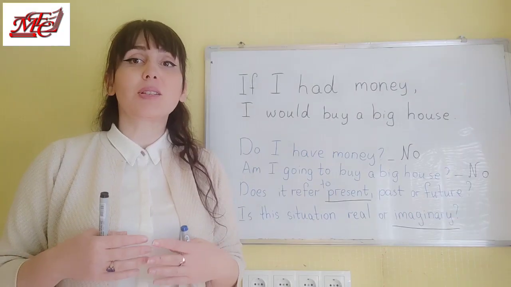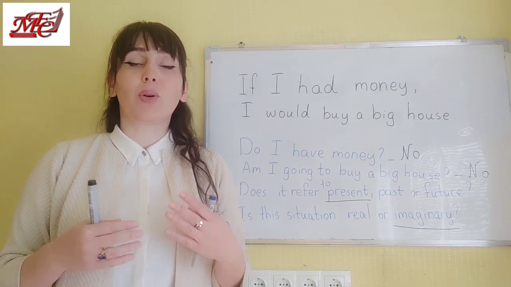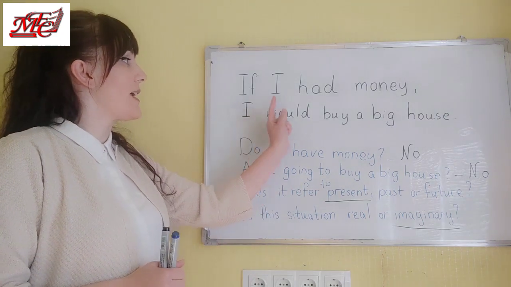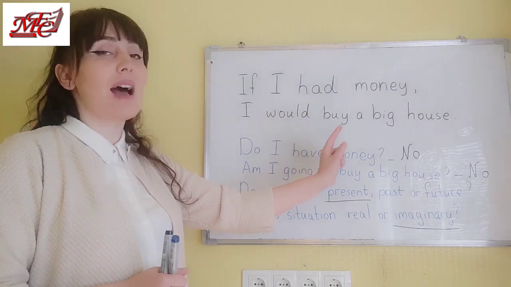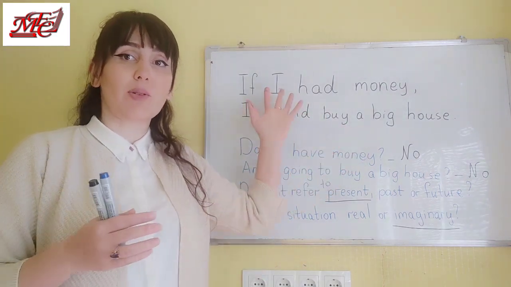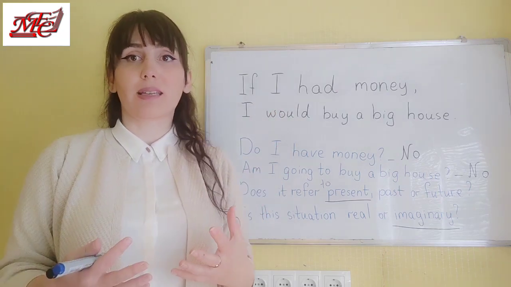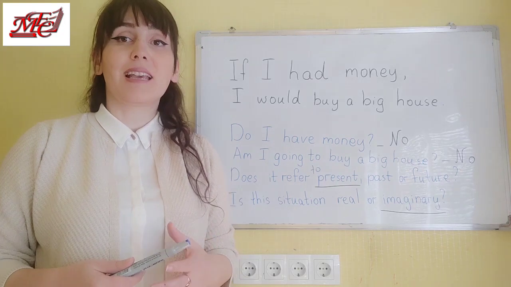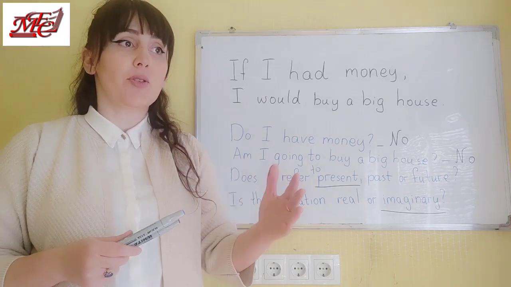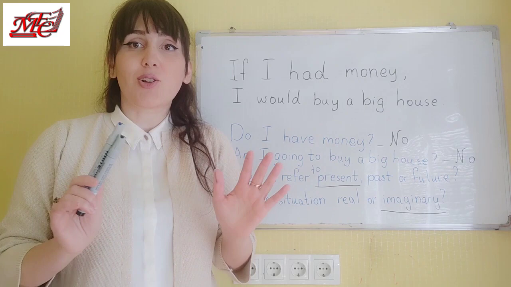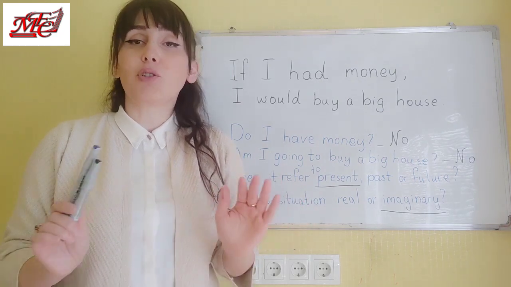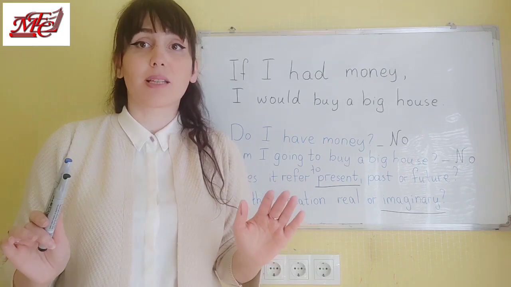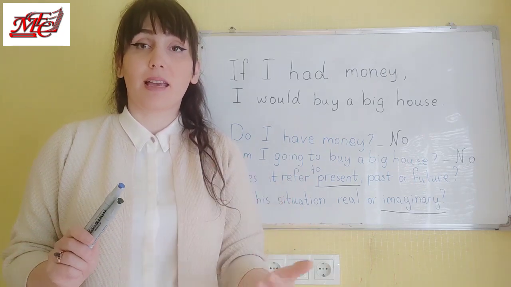It means that I use hypothetical situations when I use the second conditional sentence. Yes, so if I had money, I would buy a big house. And what I talk about here, it is not reality. It is not real. So when I use the second conditional sentences, I talk about the opposite of reality. So this is not real. If I have no money, I say if I had money. If I don't have a big house, I say if I had a big house.